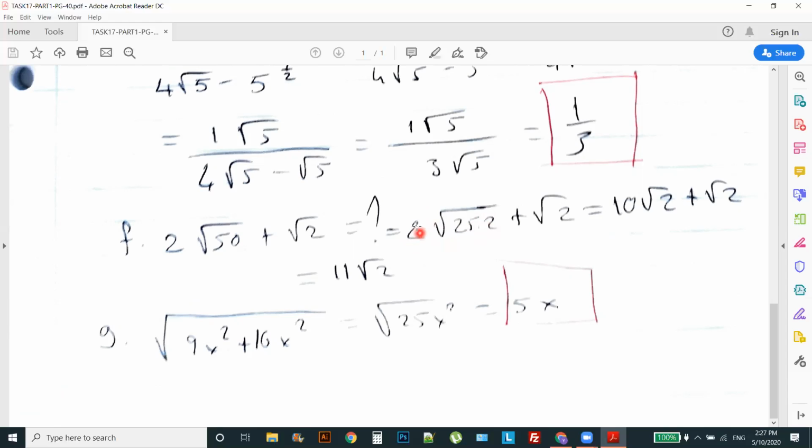5 times 2 will be 10. This 2 here will stay inside the root. So it's going to be 10 root 2. So basically, 2 root 50, guys, when we simplify it, is going to be 10 root 2 plus root 2. As you can see, the number inside the root is the same. Root 2 plus 10 root 2 is going to be 11 root 2. Okay. Question G.